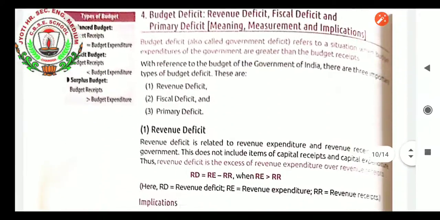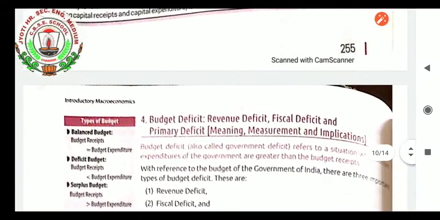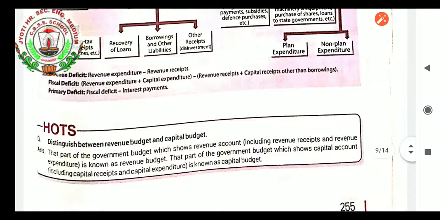Today we will be continuing with the topic of deficits, what the government is getting. As we have started the government budget chapter, today I am going to explain how the government budget is made, how the deficit is faced, and what we mean by deficit. That is the main thing I am going to explain.